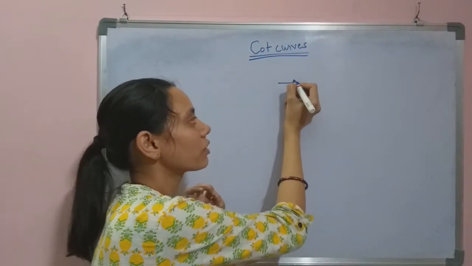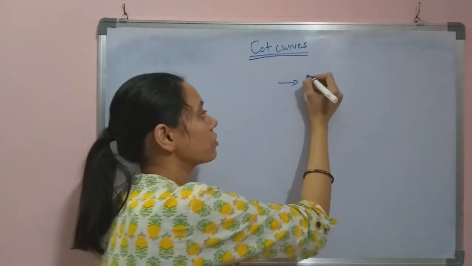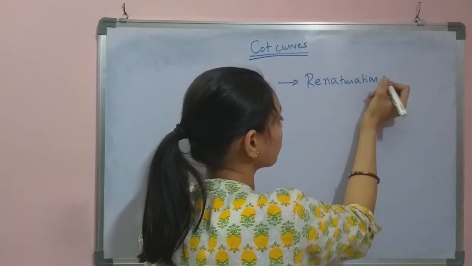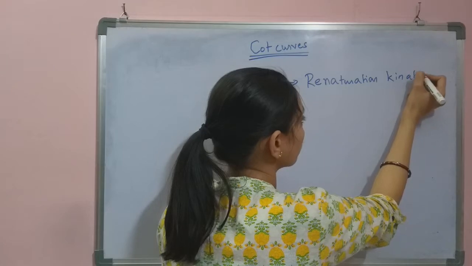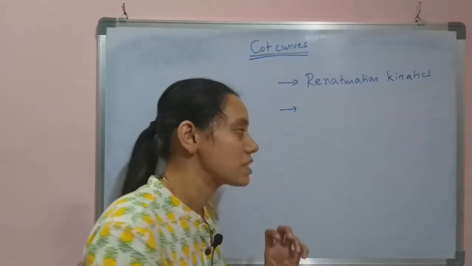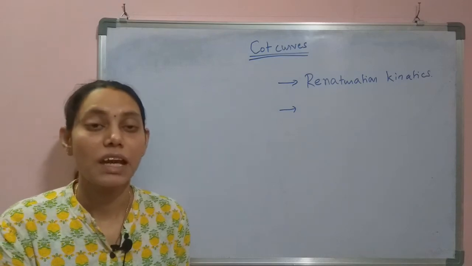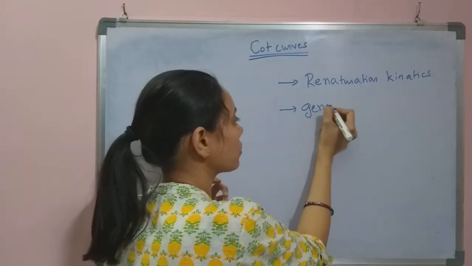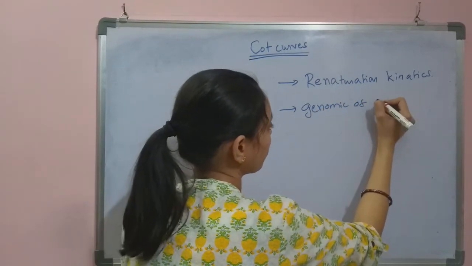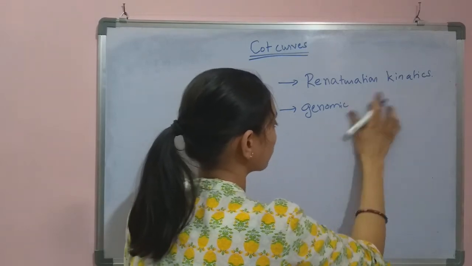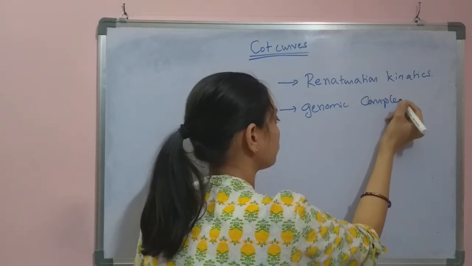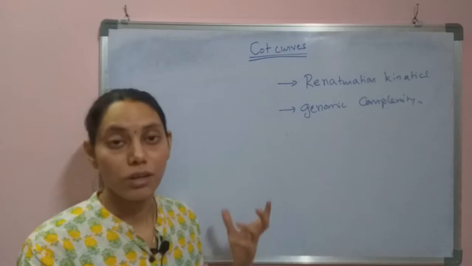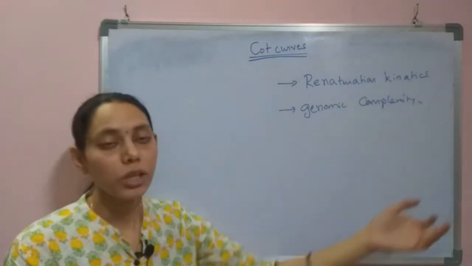Basically, these chord curves are the graphical representation of the renaturation kinetics of an organism. And these renaturation kinetics are the expression that is used to understand the genomic complexity of an organism. What is genomic complexity and renaturation kinetics? First we need to understand these terms. So what is genomic complexity?